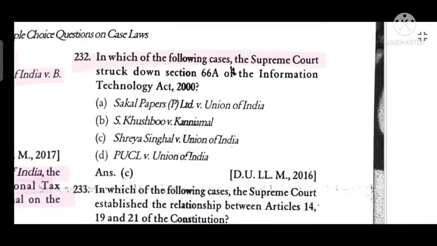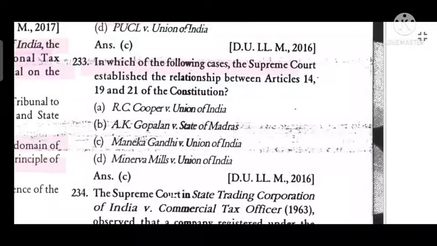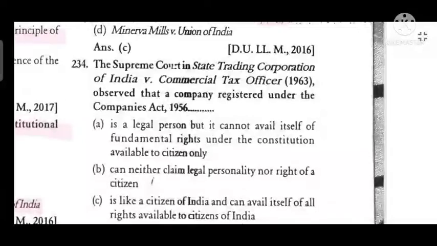In which one of the following cases did the Supreme Court strike down Section 66A of the Information Technology Act 2000? Shreya Singhal versus Union of India. In which case did the Supreme Court establish the relationship between Articles 14, 19 and 21 of the Constitution? Maneka Gandhi versus Union of India.